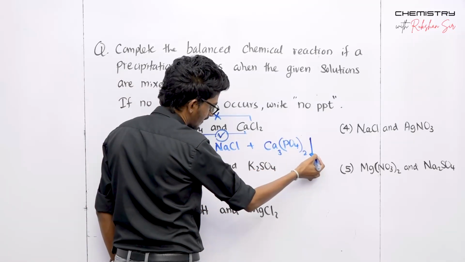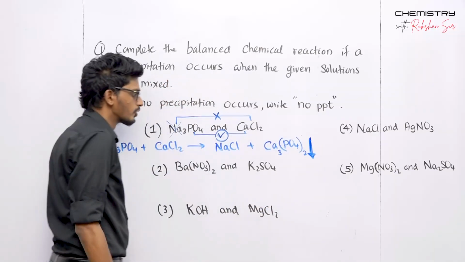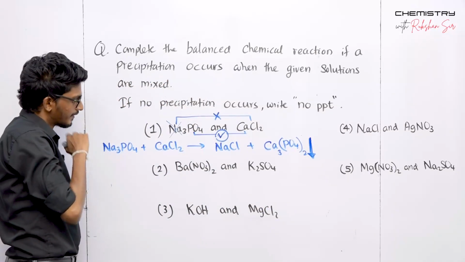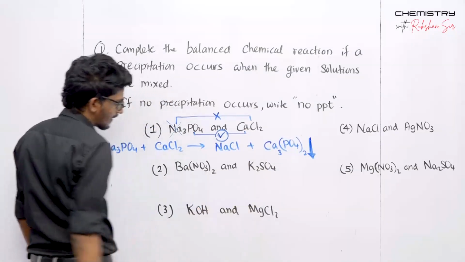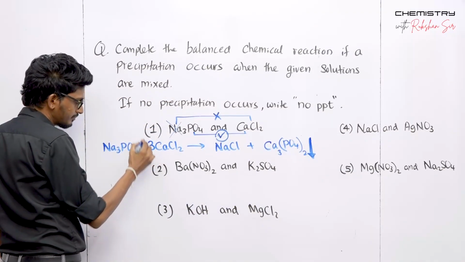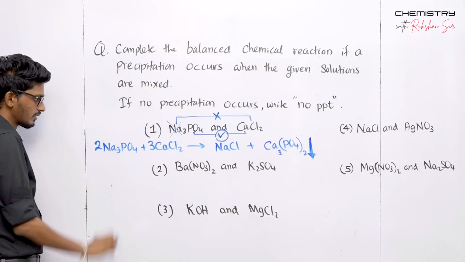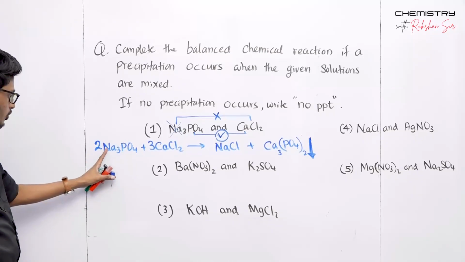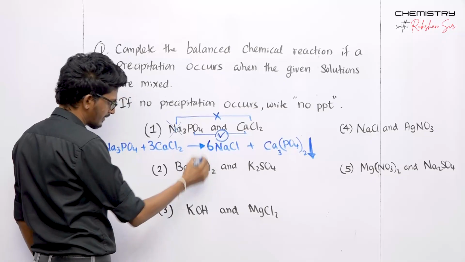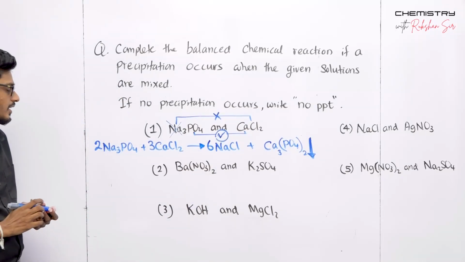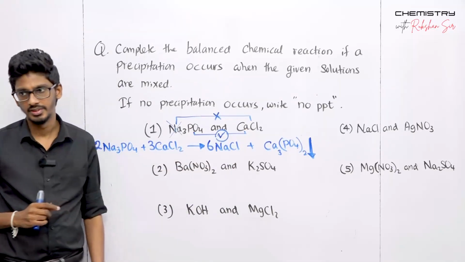I'm indicating the precipitate with this sign. Now just balance it. So you have 3 calcium ions and 2 phosphate ions. Then you will see 6 sodium plus appearing with 6 Cl minuses, so 6 here. This is the balanced chemical reaction between sodium phosphate and calcium chloride, where you get calcium phosphate as a precipitate.